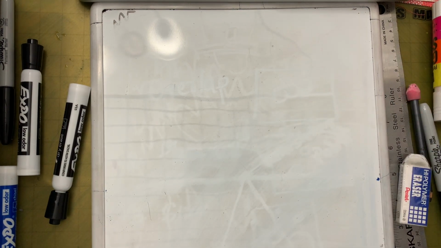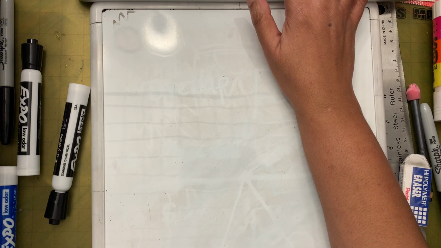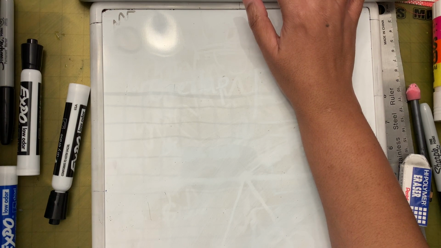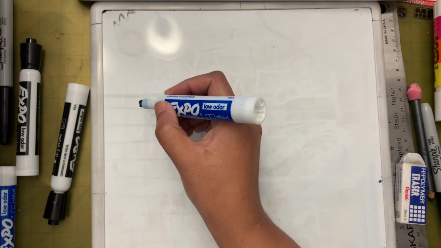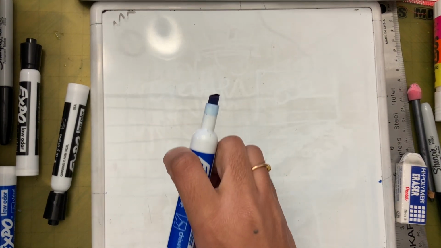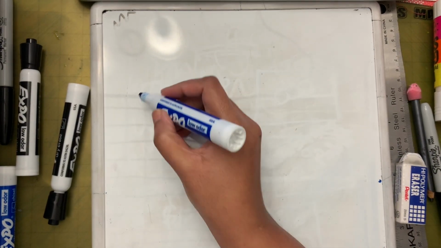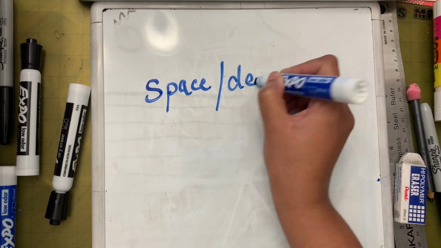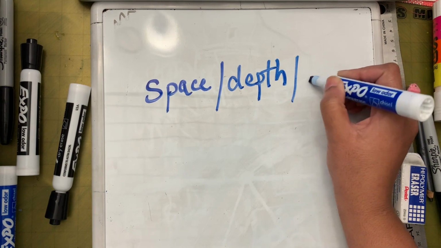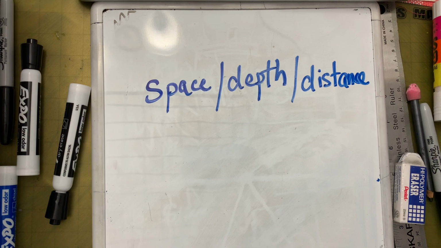Okay, so before we get into the lesson, let's learn about how to show depth in your picture. What is depth? Or what we can say is, how do you show space? How we are looking into space, like you're seeing more space, or how you will show distance in a picture. This is what we are going to learn today.